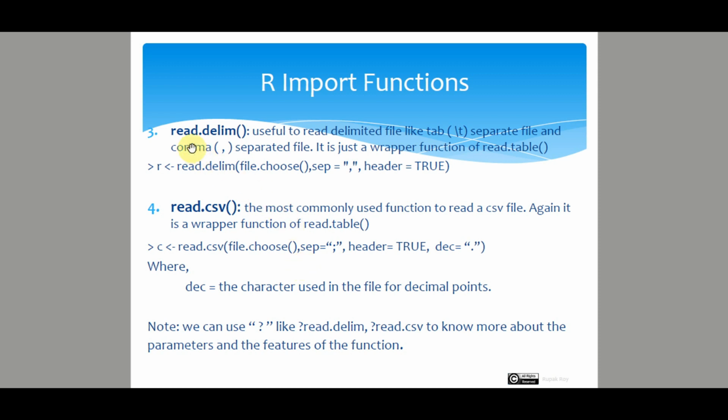read.delim function is a default function to read a tab delimited file. However, we can still use it to read a comma-separated file, that is the CSV file. It is just a wrapper function of the read.table. read.csv is again a default function, mostly to read a CSV file.